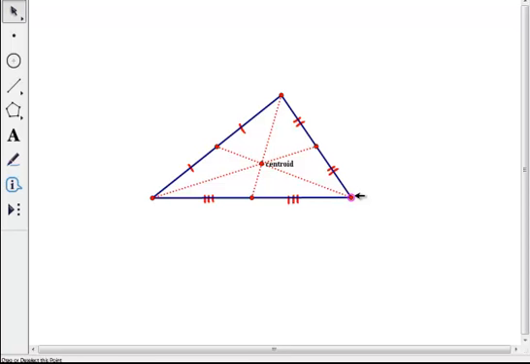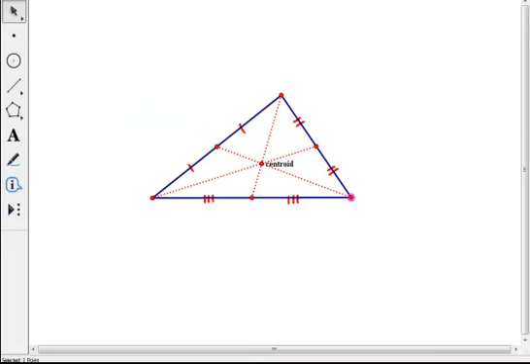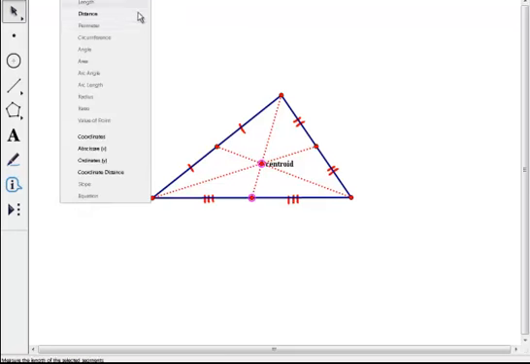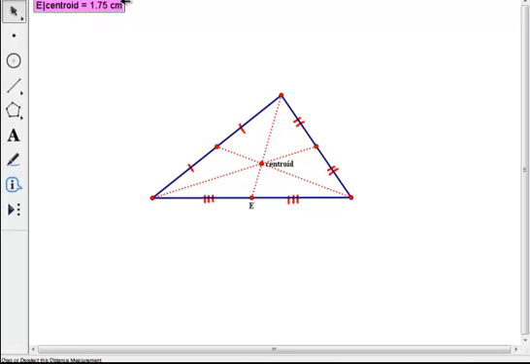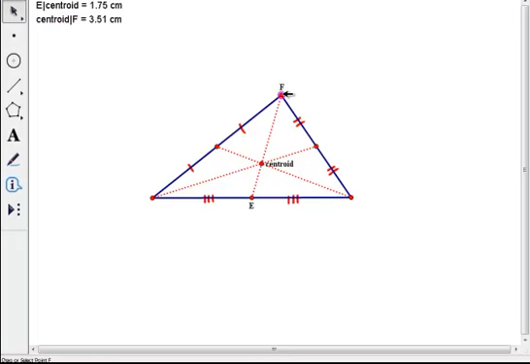Now, in addition to it being that center of gravity, the other thing that a centroid does is it cuts the median into 2 parts with a ratio of 2 to 1. And we can see that here with this measurement tool. If I were to measure this distance here, it's 1.75 centimeters, which means that the upper portion, the portion between the centroid and the vertex, is going to be double that. It's off slightly because of rounding. But here you can see 1.81 is the distance from E to the centroid, and then the distance from the centroid to F is double that.